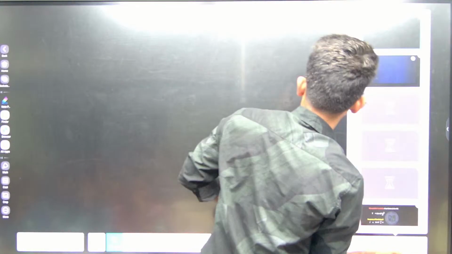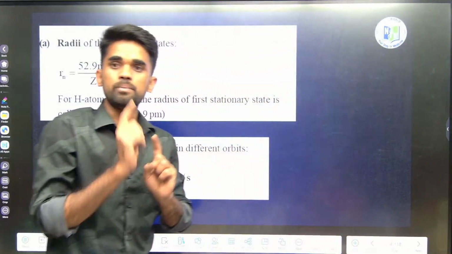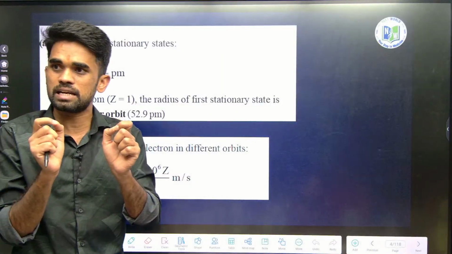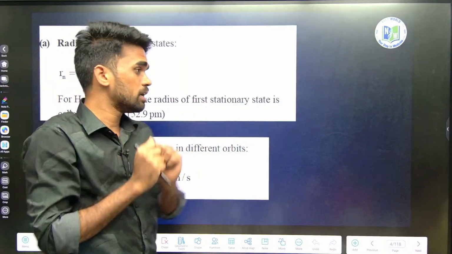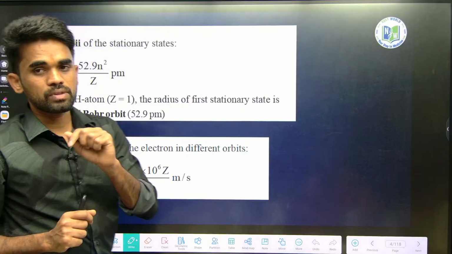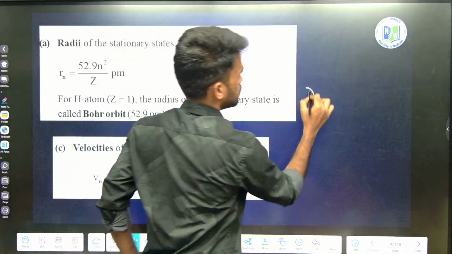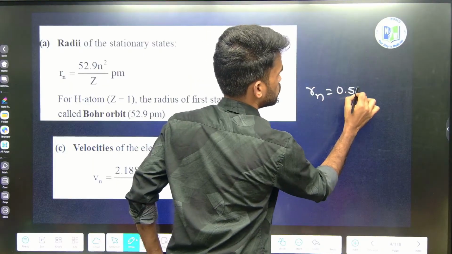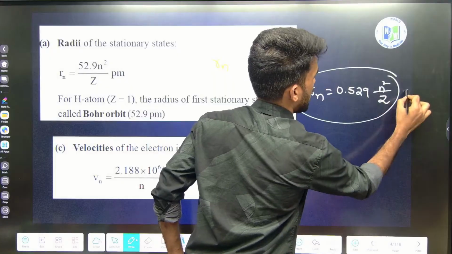Right. So now the formulas you need to highlight are these. First, what is the radius of Bohr? In the Bohr model we discussed, what is the formula we used for finding the radius of the orbit? Rn is equal to 0.529 n square by Z. Okay, this is in angstroms, right?